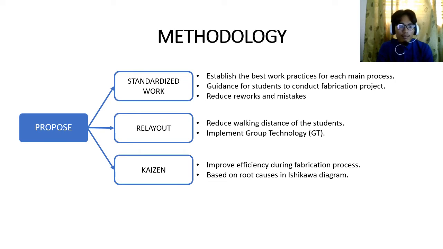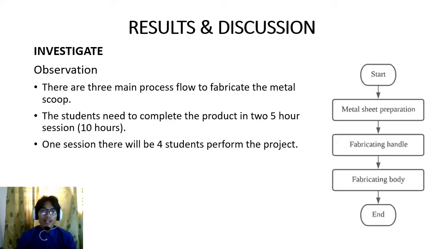Third, Kaizen is applied to suggest activities that will improve the efficiency of the fabrication process. The Kaizen activity is to minimize the problem based on the Ishikawa diagram. Next, let's move on to results and discussion. The results and discussion are based on the objectives of this project.